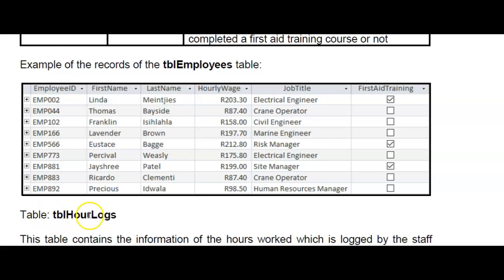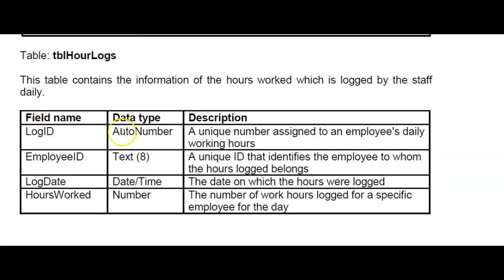The next table here is TBL logs, and here are the field names. There is the primary key. It says it's a unique number, employee number, and you can see that there was an employee number in the previous page as well. That means that this would be the field that identifies the employee, but that links the hour logs to the other table. So this here is what we call the foreign key.